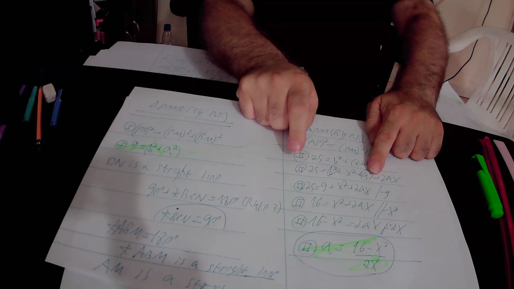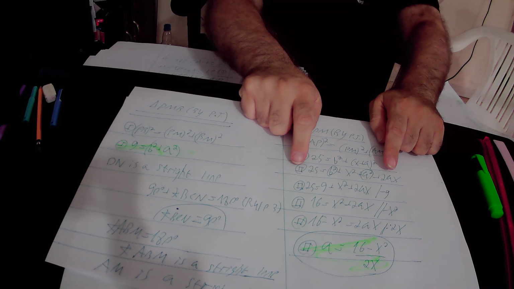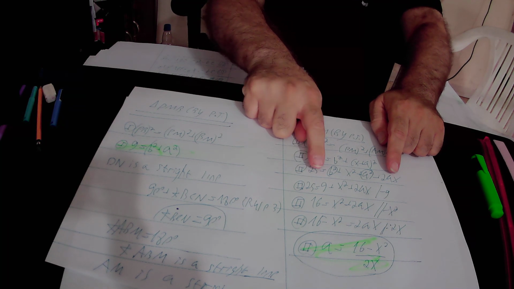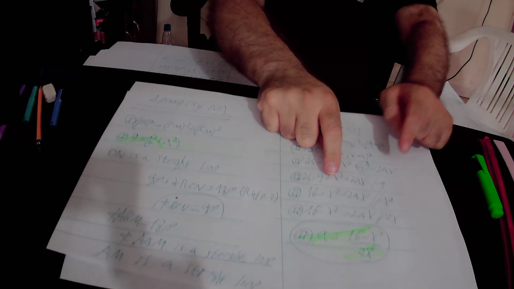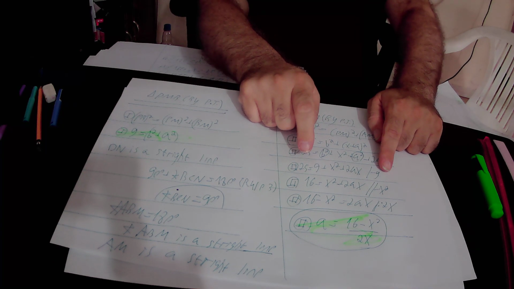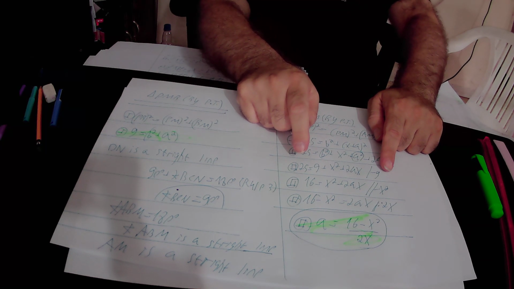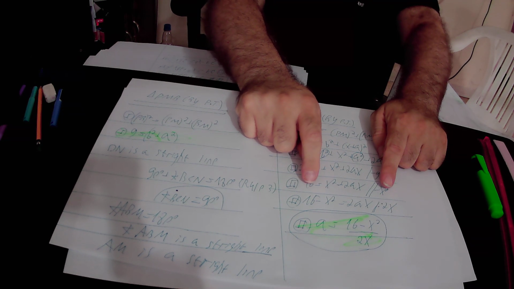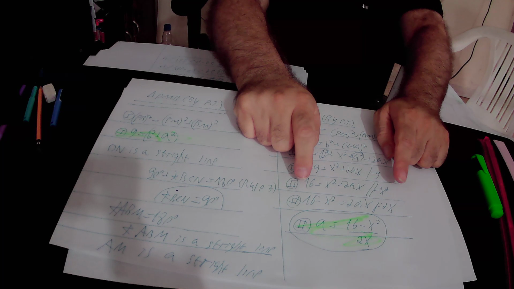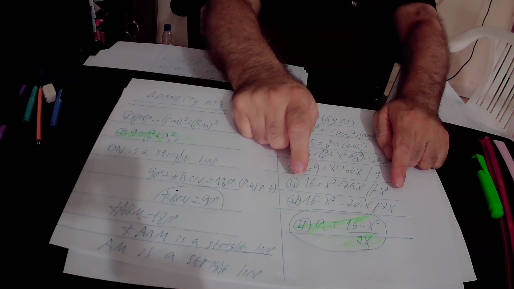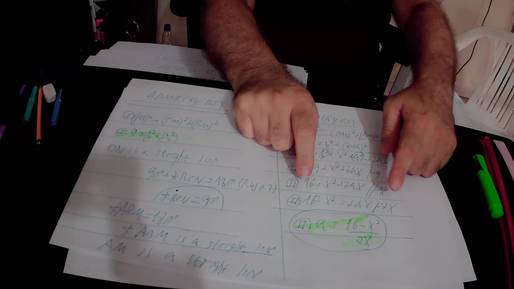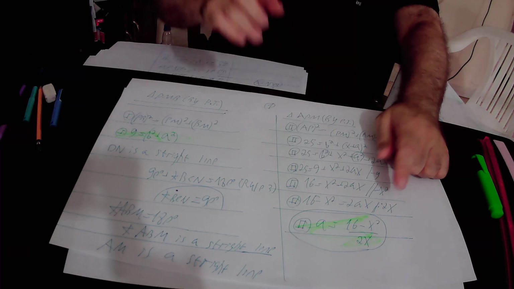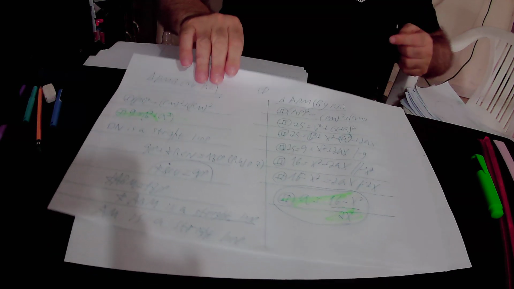Here we subtracted 9 from this equation and found out that 25 minus 9 is 16, which is equal to X squared plus 2AX. Then we subtracted X squared and found out that 16 minus X squared equals 2AX. Then we divided this equation by 2X and found out that A equals (16 minus X squared) over 2X. So we found the value of A in terms of X.